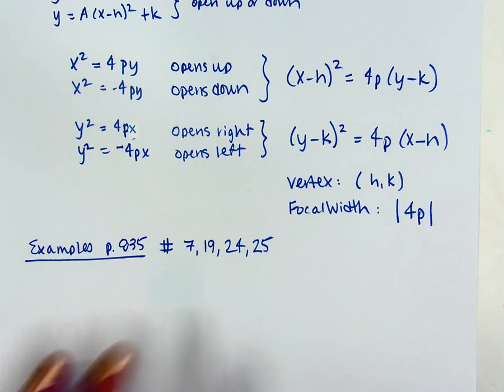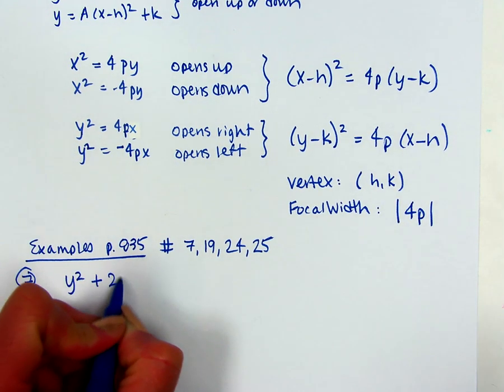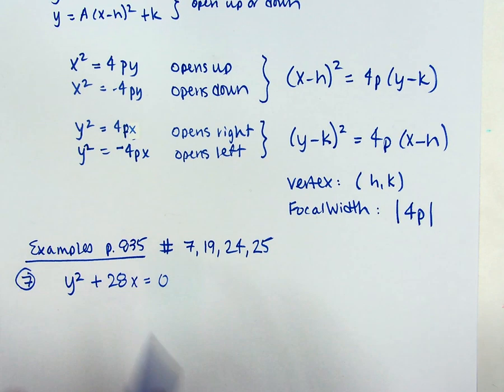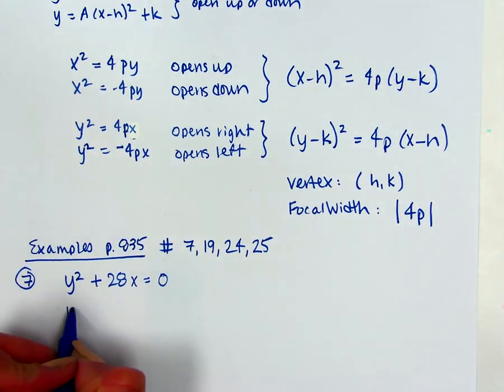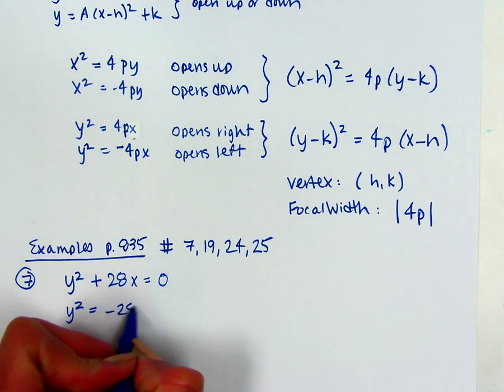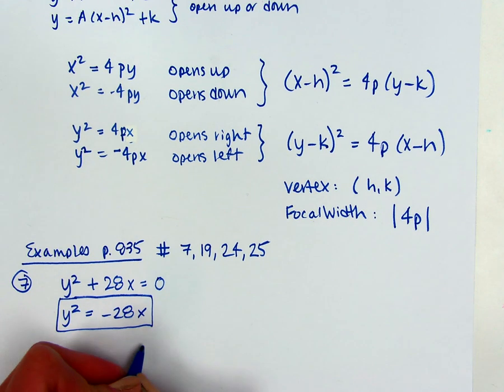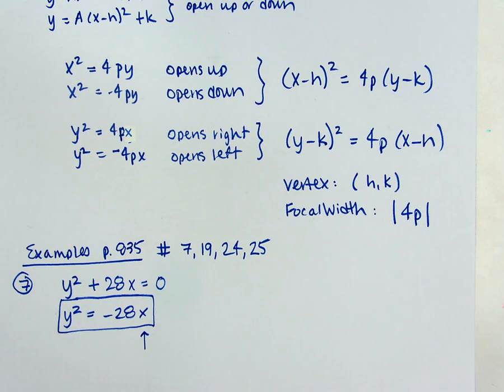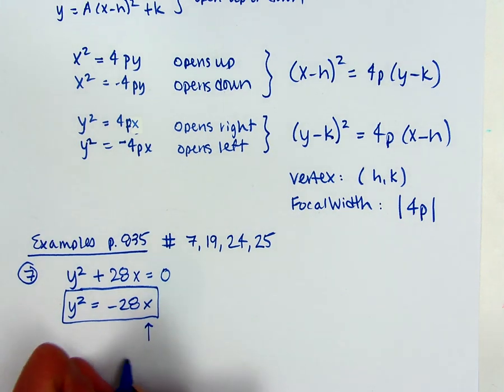All right, so problem number 7 gives you y squared plus 28x equals 0. Now it says to graph. However, in order to graph, you need to get it into this format. So I'm going to get y squared all by itself, and we have negative 28x. So here's the form that I'm going to look at. This variable tells me which direction it's going to open to, and since it's a negative coefficient, it's going to go to the negative x direction, which tells me that it's going to open to the left.